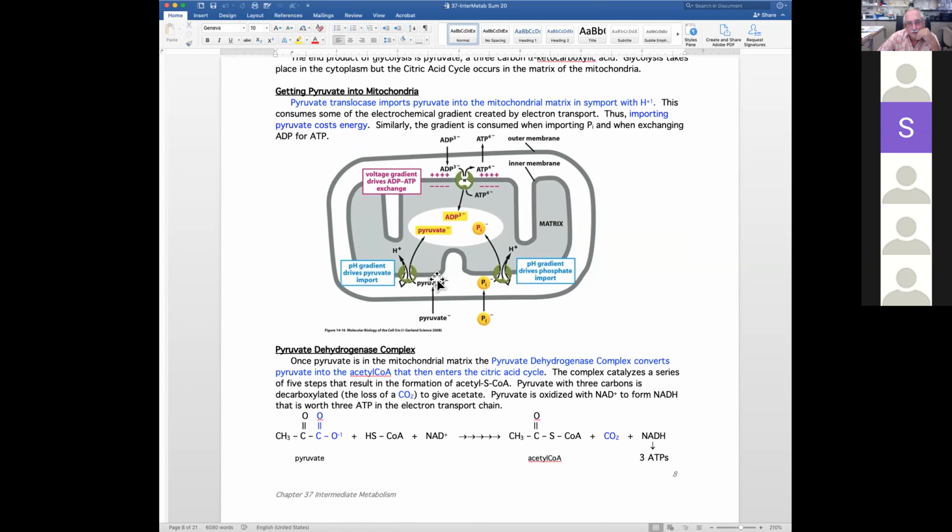What about ADP and ATP? Notice that ATP goes out as ADP comes in. But it's freely permeable throughout the outer membrane. What about phosphate? Again, phosphate is brought in by symport with a hydrogen ion, so it costs energy to do that.